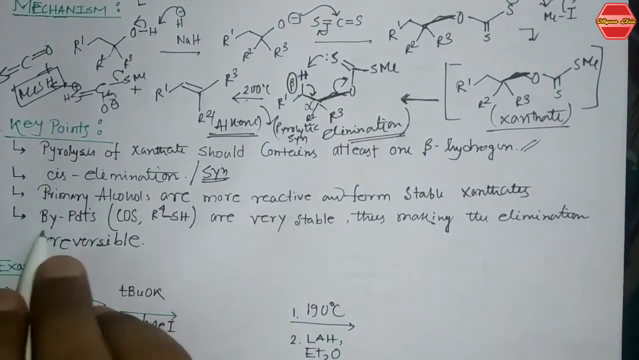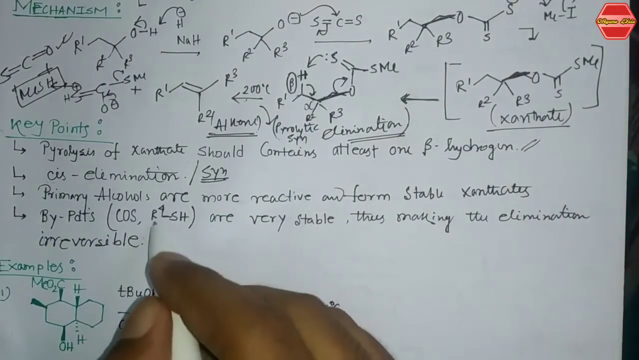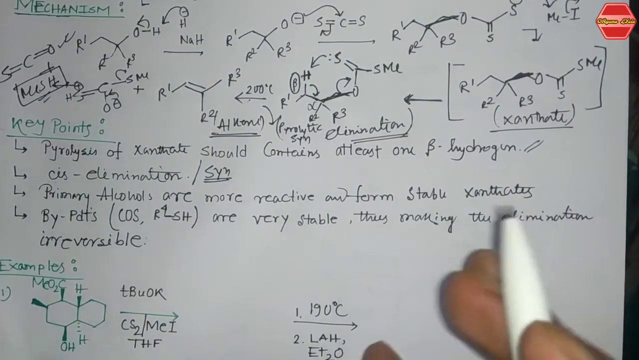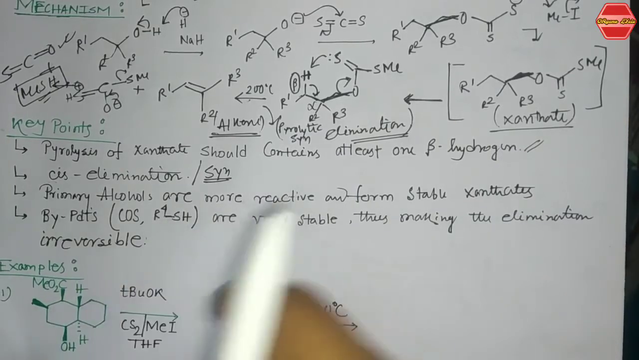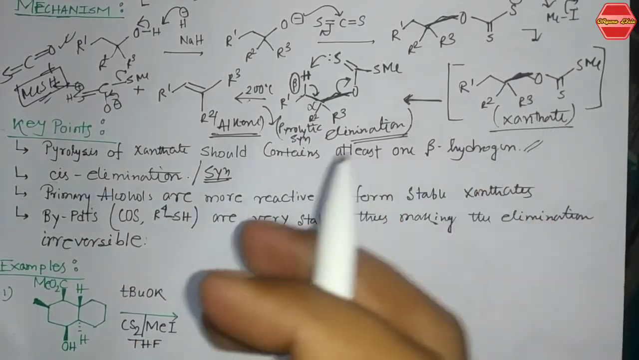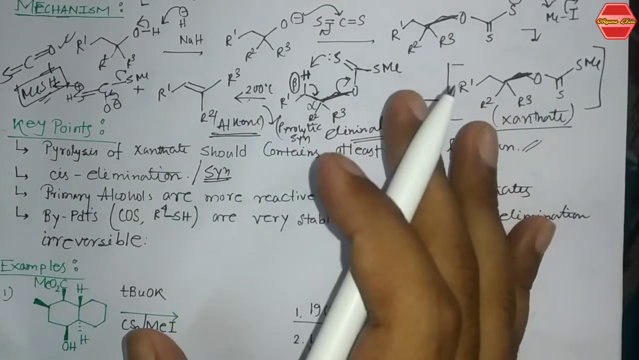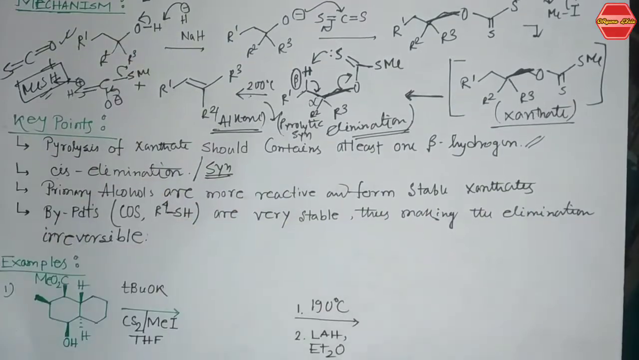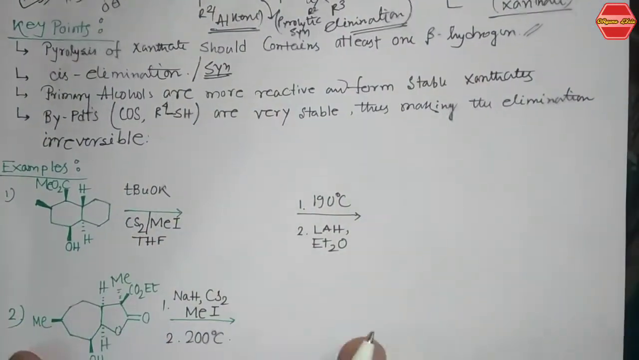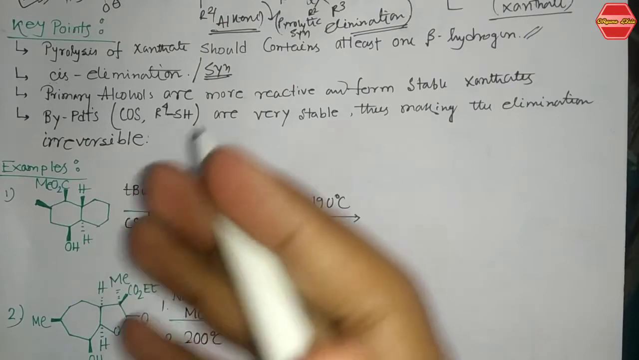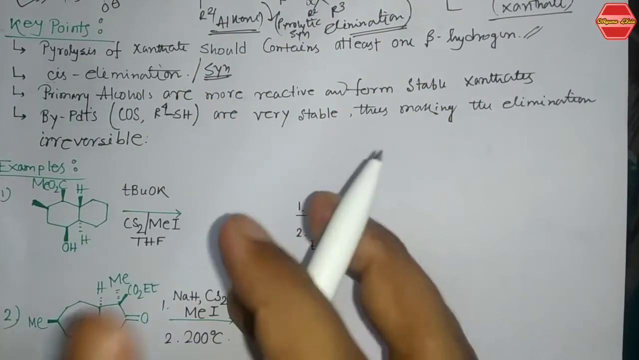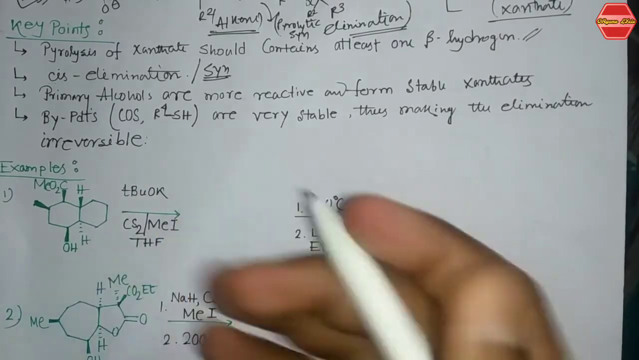Now the next thing is the byproducts, that is your COS and this R4SH, where R4 is basically methyl, so that is what you are getting, and these two are very stable, and these two make the elimination irreversible. So that is why this reaction is irreversible and it goes in the forward direction in greater than 90% yield, right? So these are the key points to remember. Now let's see some examples that are very important for this reaction, and we also do the previous year questions. Let's see some probable questions and examples which may come in different kinds of exams.